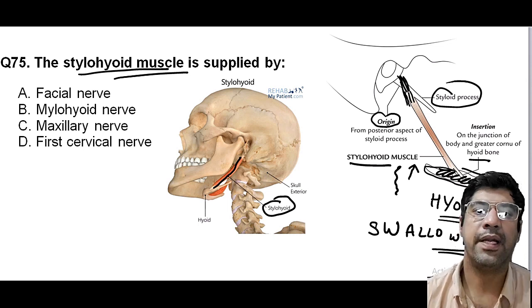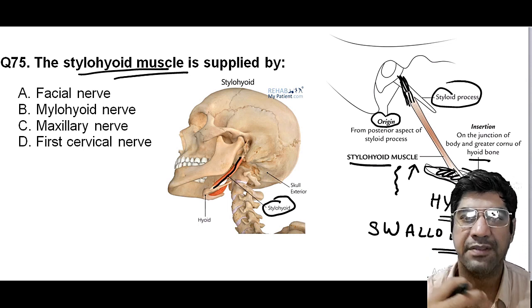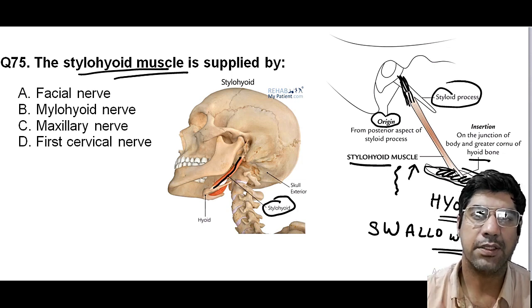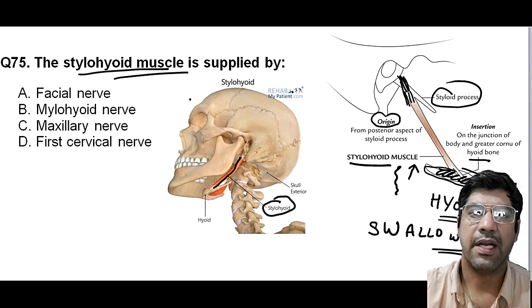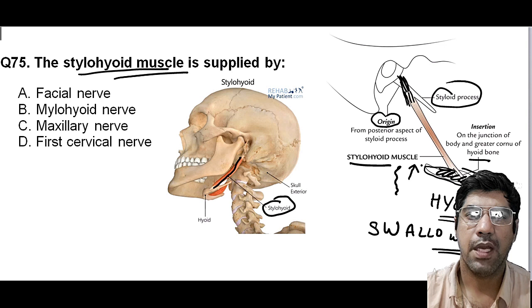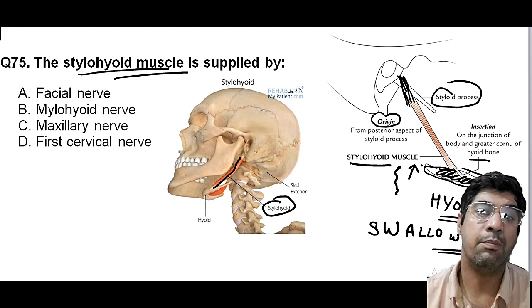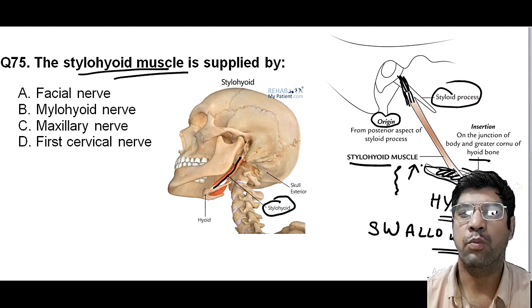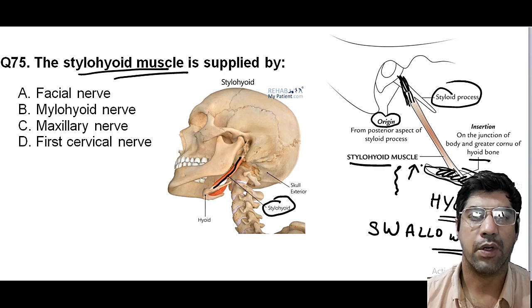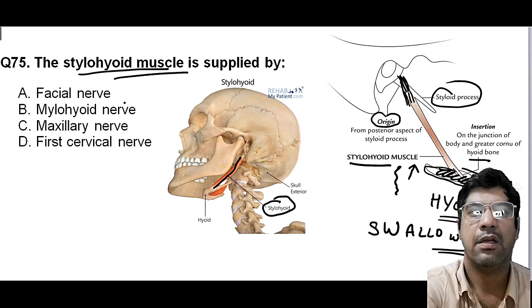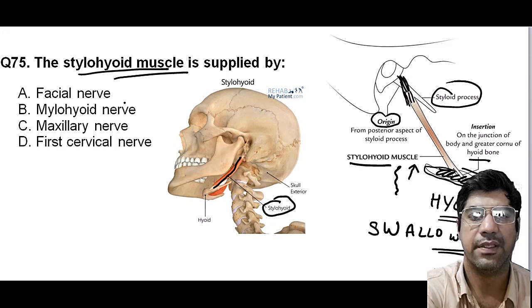Similarly, as you enjoy a delicious sandwich, as you take the bite and start to swallow, your brain will send a signal through the facial nerve, stylohyoid branch, to contract the stylohyoid muscle. That will pull the hyoid bone upward, helping to move the food safely down your throat. So that is how the stylohyoid muscle acts. So your answer is that it is supplied by the facial nerve.